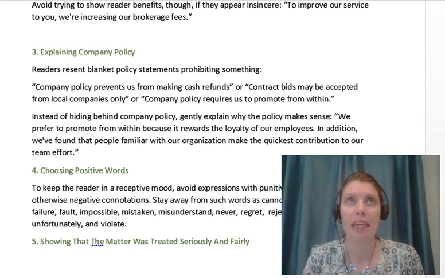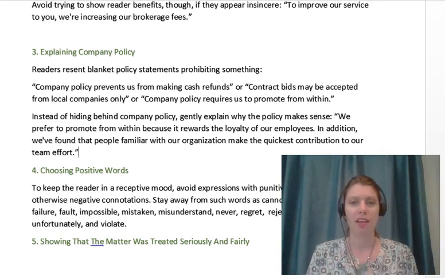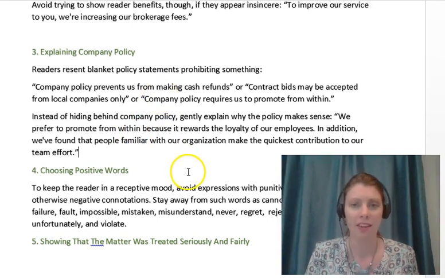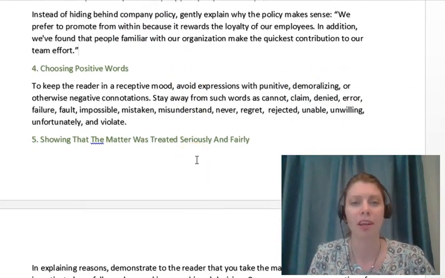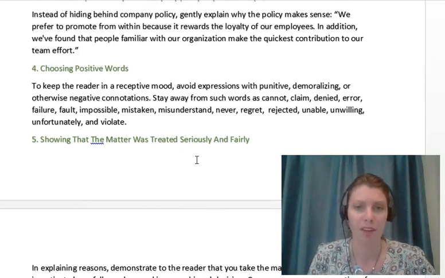So explain the company policies. Even when you're going for the blanket policy, try to explain it to the reader. You can choose positive words to keep the reader in a receptive mood, because the words that you use definitely affect the reader's response.